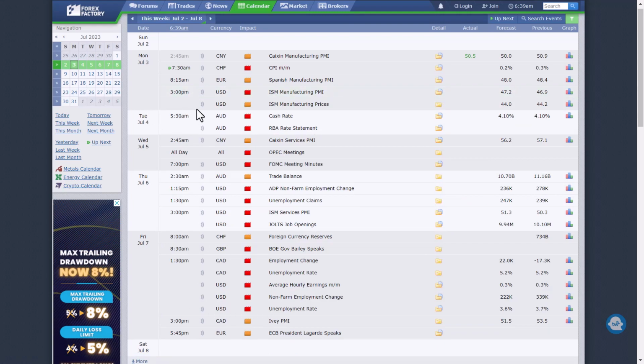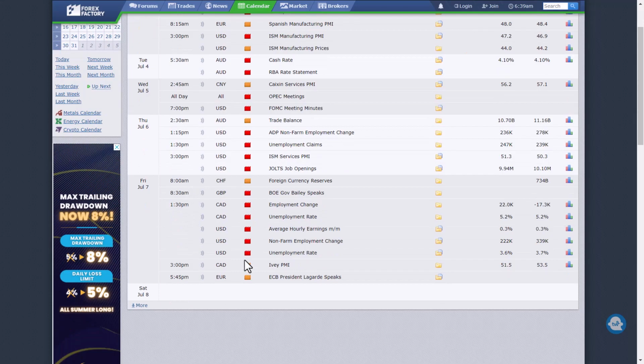There isn't actually much news on Tuesday, just for Australian dollar, and on Wednesday we've got FOMC minutes being released for the dollar in the evening, so it might make a bit of a choppy start to the week. Moving into Thursday, there's quite a bit of major news release for US dollar. We've got the unemployment claims, which tend to have quite an impact on the market, as well as more ISM services PMI at 3 o'clock.